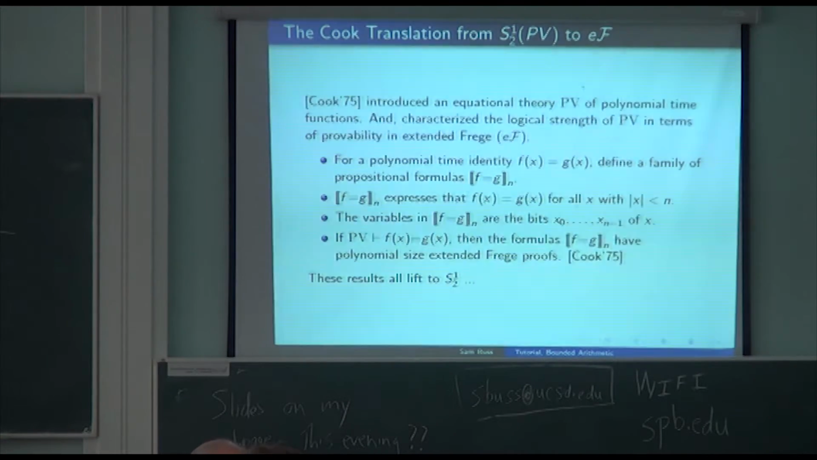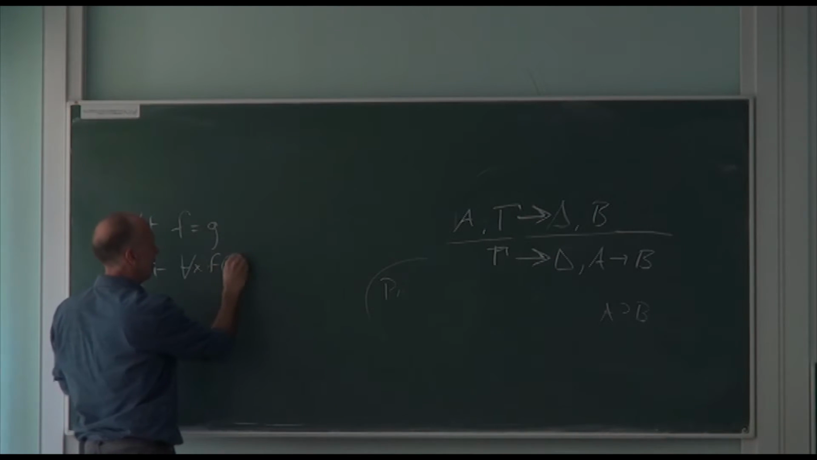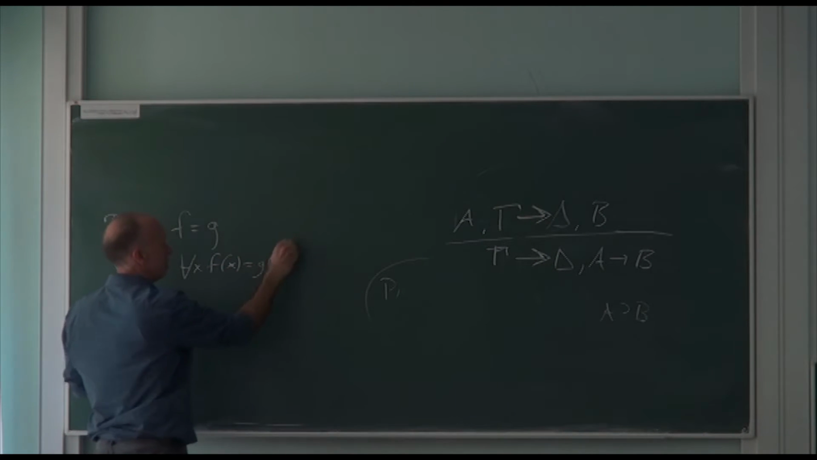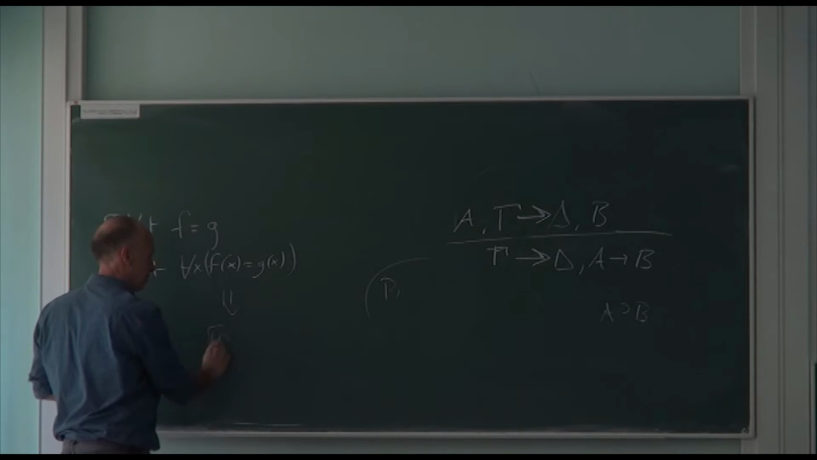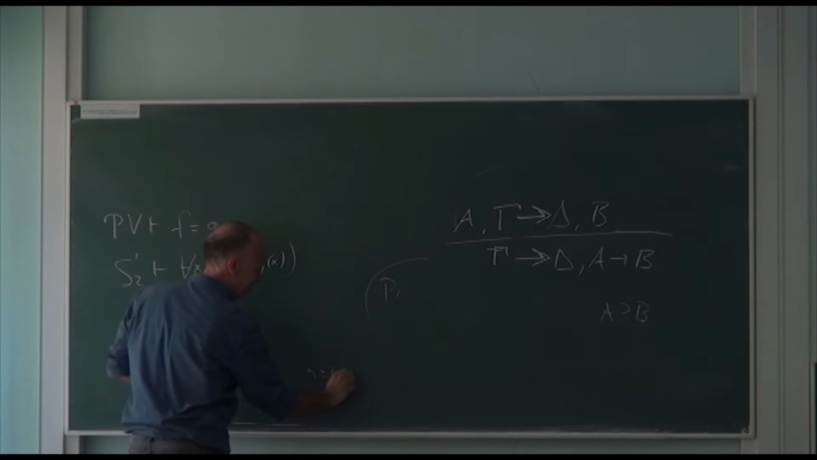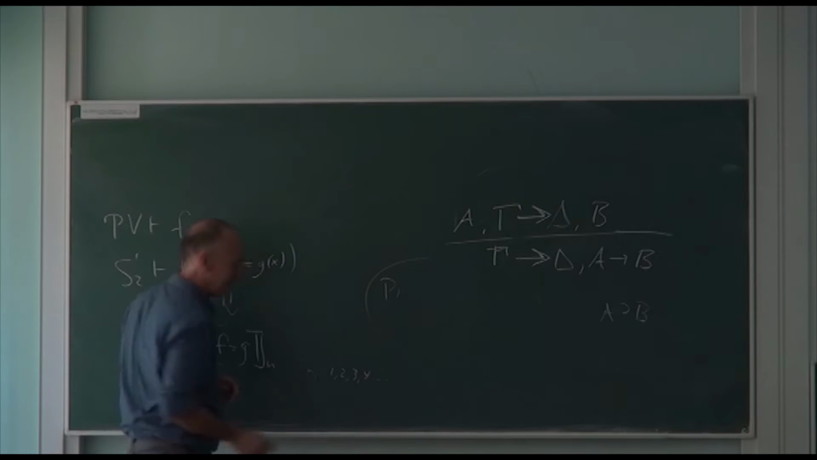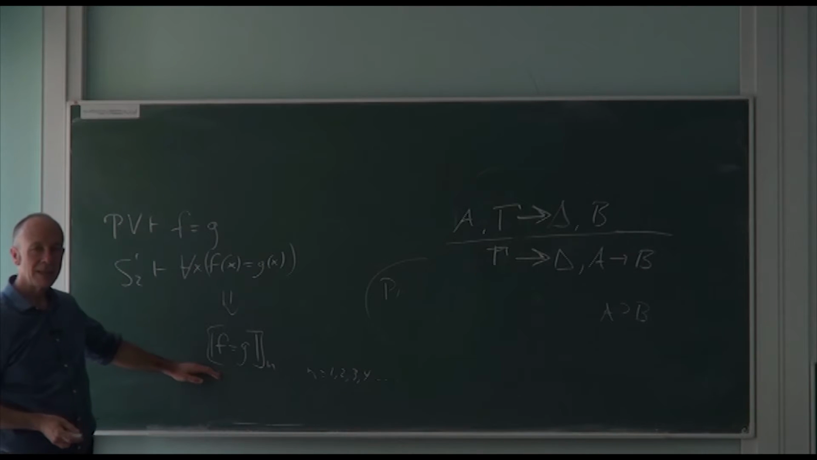So the point here is we have a proof, say PV proves this, or later on S12 proves it, and think of this as being, for all x, f of x equals g of x. It's a single statement, x is ranging over the integers. This then transforms to a family of statements, f equals g sub n for n equals 1, 2, 3, 4, and so on, I suppose 0 could be on there too. So we get a family of formulas which then have polynomial size extended Frege proofs.